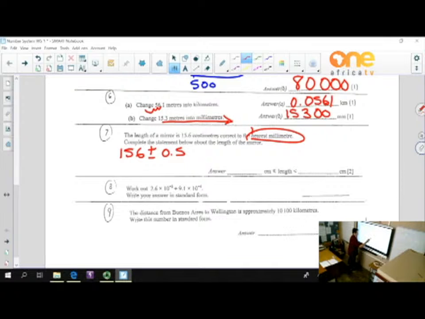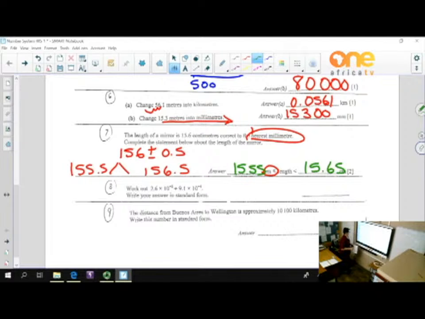And this is those lower and upper bounds. So now you add or subtract that, which makes it now 156.5 or 155.5. And then you will see the answer is given in centimeters. So I'm going to change now just back to centimeters, which will make it 15.55. And this one in centimeters, 15.65.